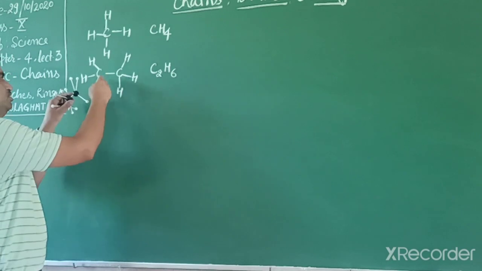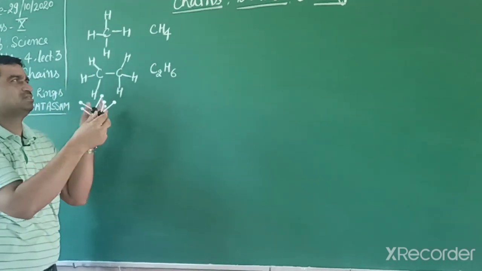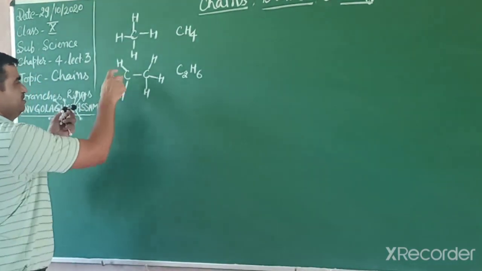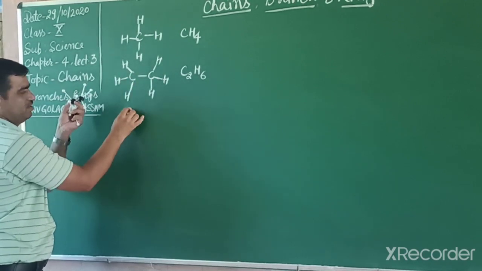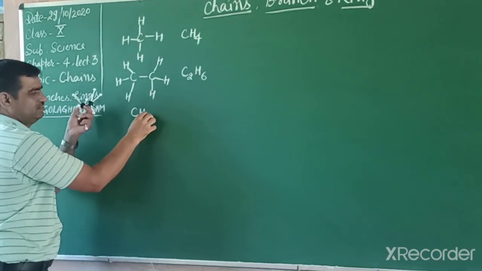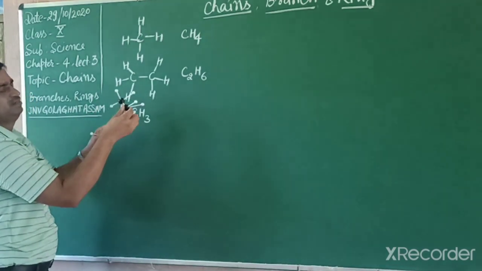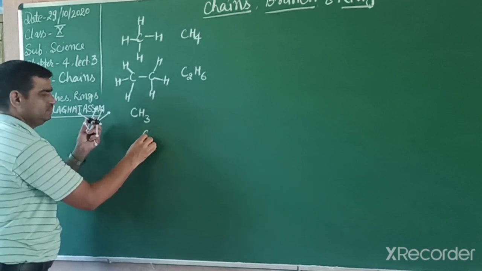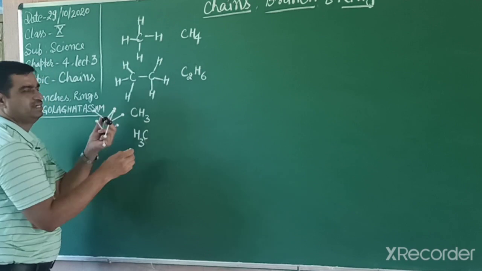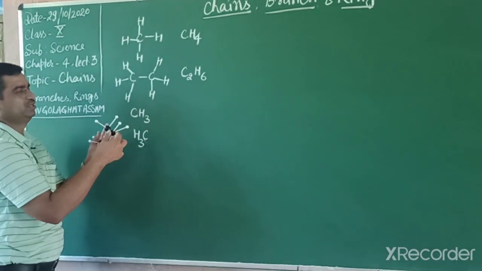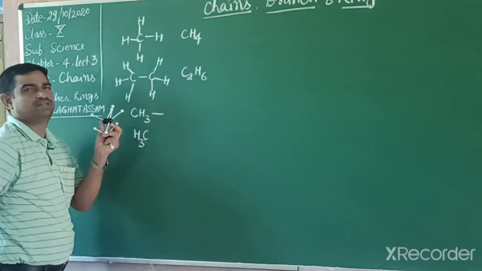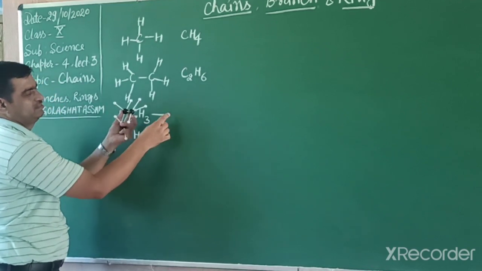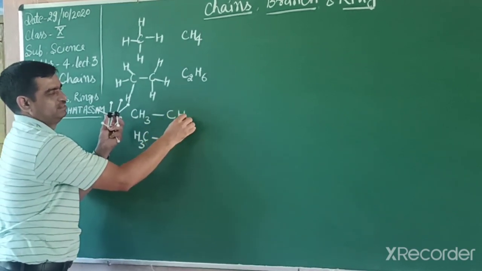Students, this is a complete structure, but we want a slightly compressed, contracted structure. In this way you can write this compound: CH3. CH3 means 1 carbon, 3 hydrogen. Or you write H3C, both are the same because 1 carbon, 3 hydrogen. Then further we can explain by a line, that is the single bond between carbon, and the other carbon we can also represent as CH3.